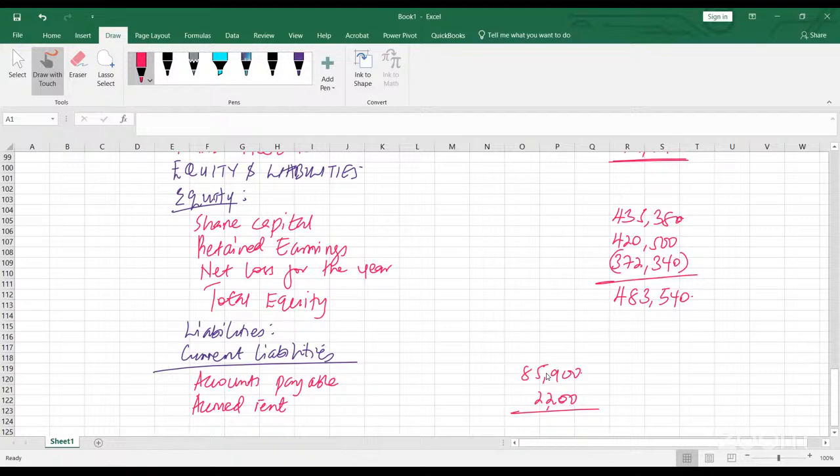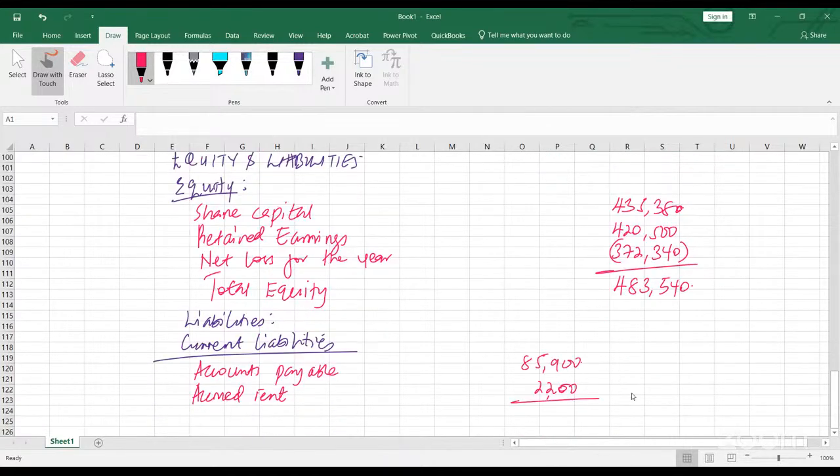You get your 85,900 plus the 2,200. That gives you 88,100. When you add this 88,100 to the 483,540, you get what? You get 571,640, and that is your total equity and liabilities.